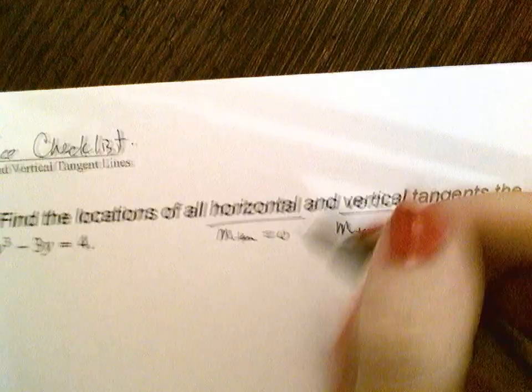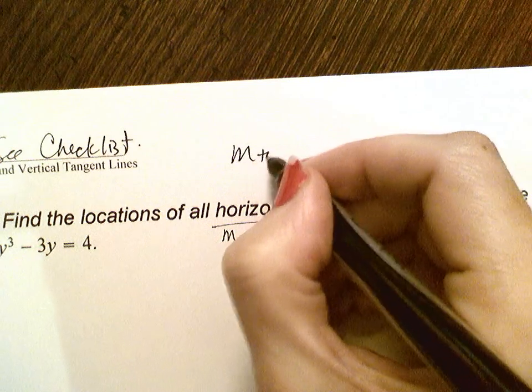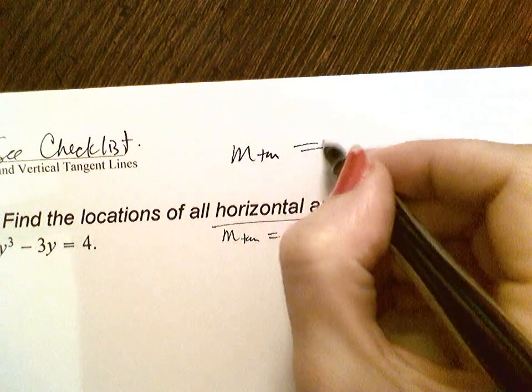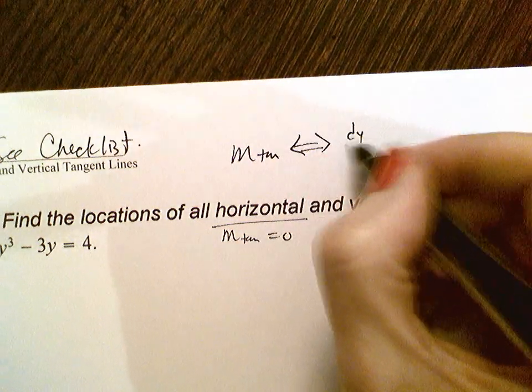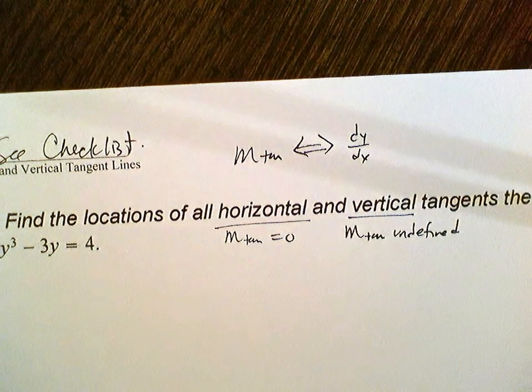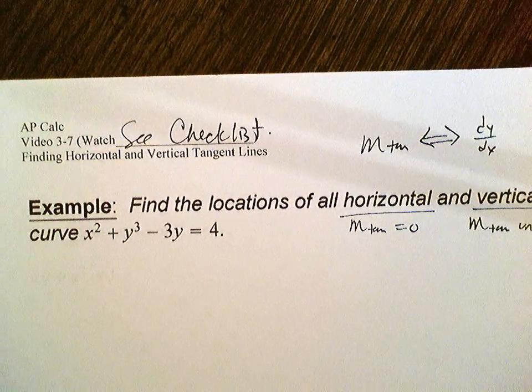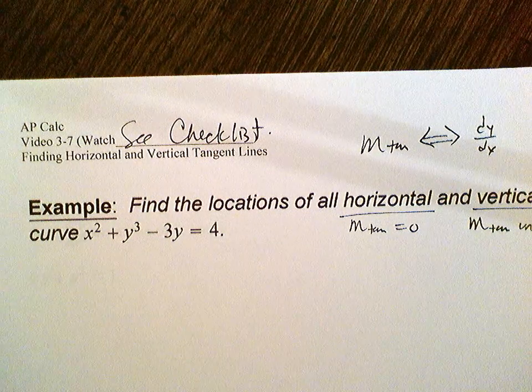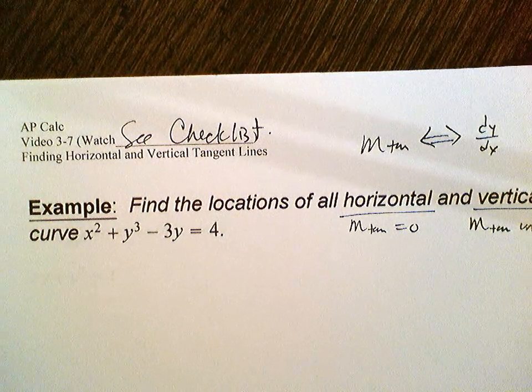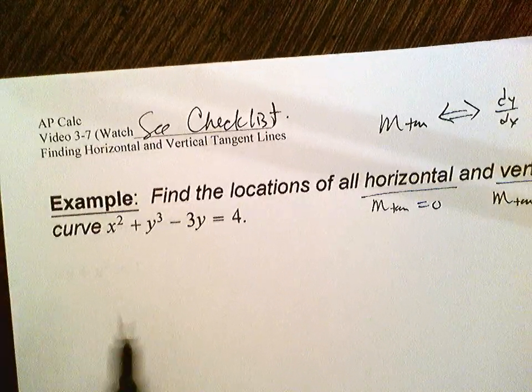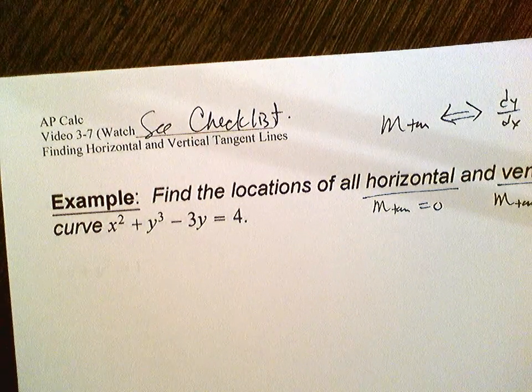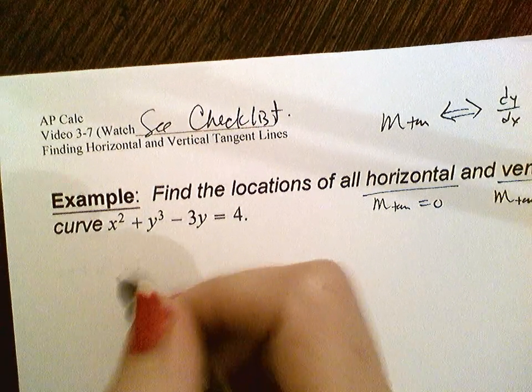And so the slope of the tangent line is the same as dy dx. All right, so we're going to have to find the derivative of y with respect to x. That's dy dx. It's the same as y prime. So since y is not solved for, I need to use implicit differentiation on everything.